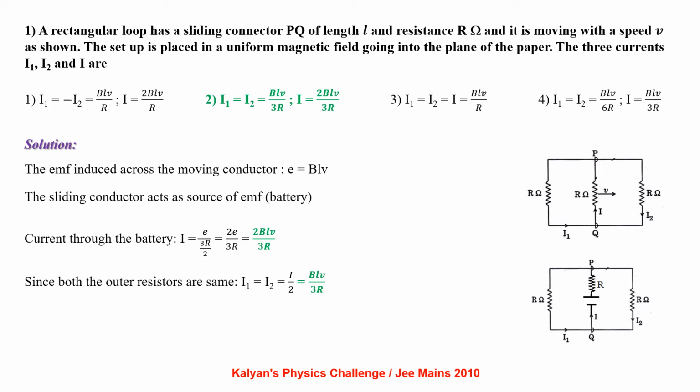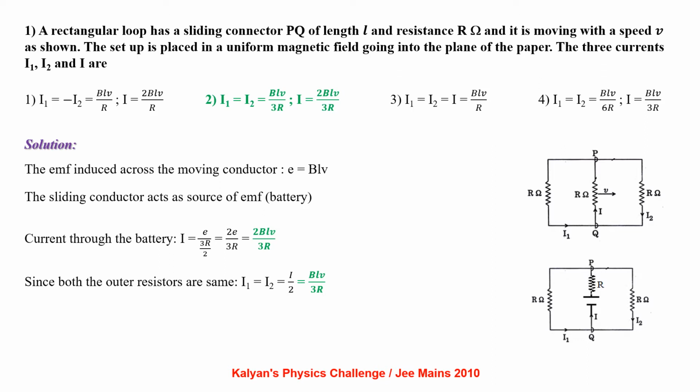Now we can calculate the current flowing through the battery as I equals E by R, where R is the effective resistance. As you can see from the second circuit, the two outer resistors are connected in parallel and they are in effect in series with the internal resistance of the battery. So the total resistance is 3R by 2. So the current becomes 2E by 3R, that is 2 times BLV by 3R. Now that is the total current flowing through the battery.